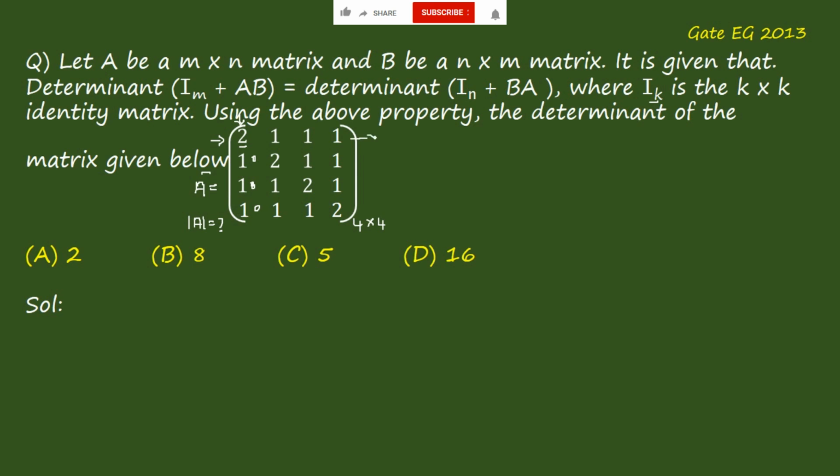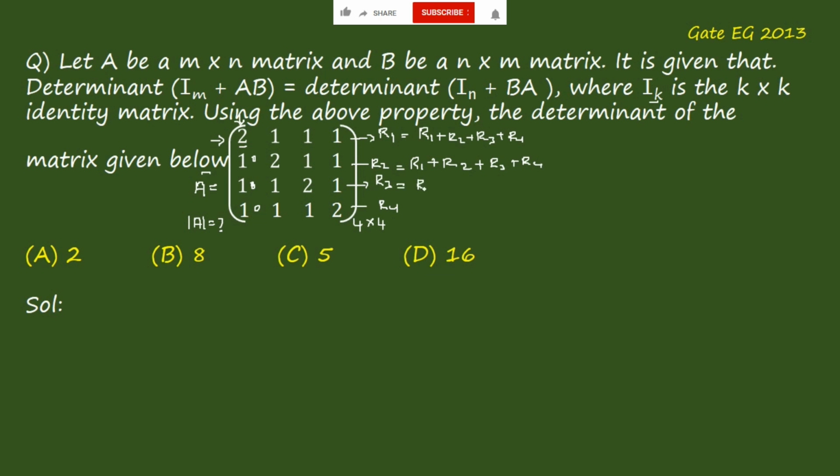This is row 1, this is row 2, this is row 3, and this is row 4, right? Let row 1 be equal to row 1 plus row 2 plus row 3 plus row 4, and row 2 is also equal to row 1 plus row 2 plus row 3 plus row 4.